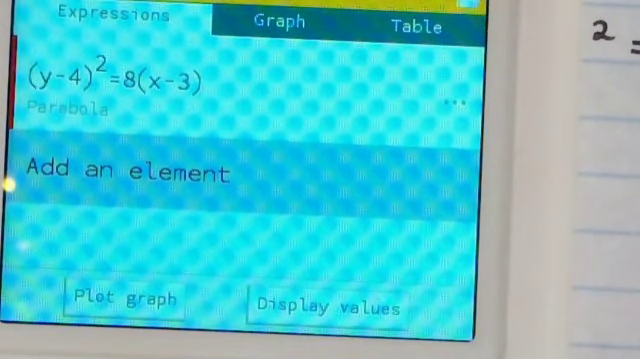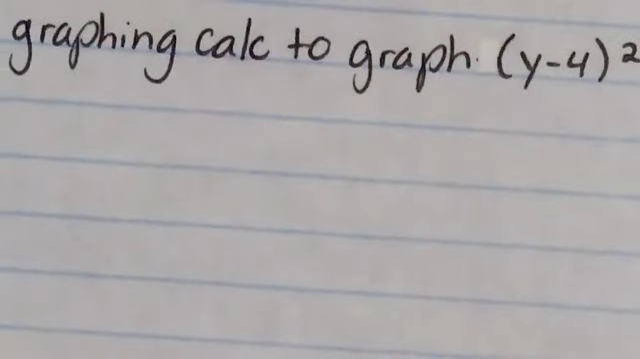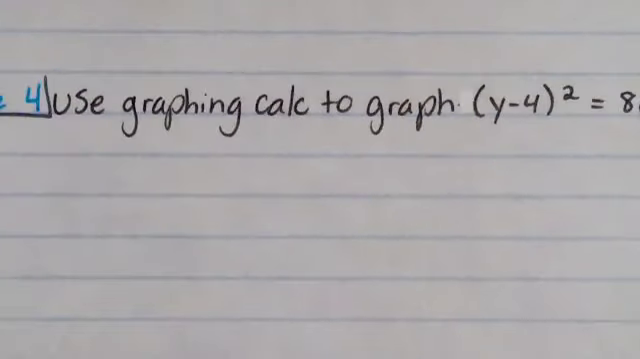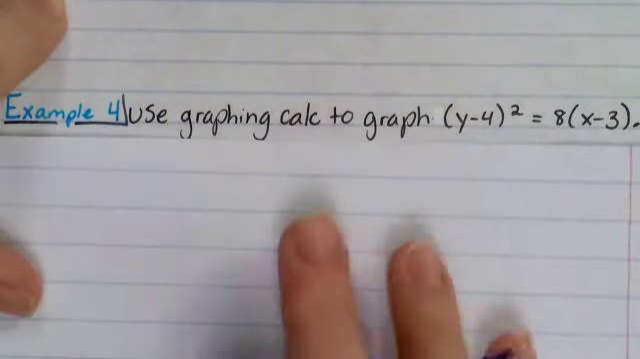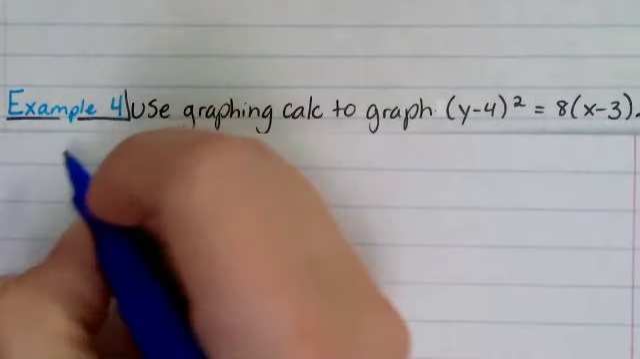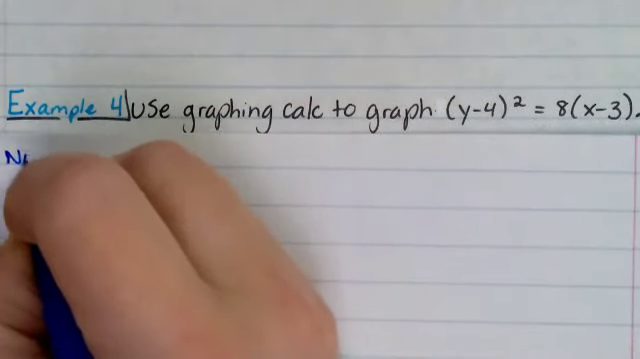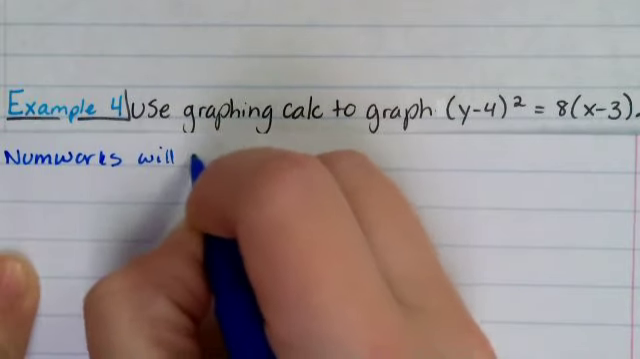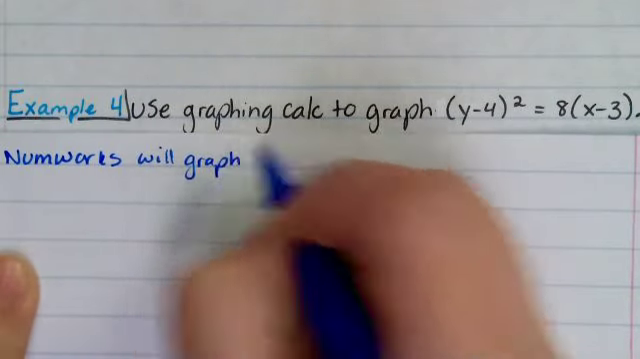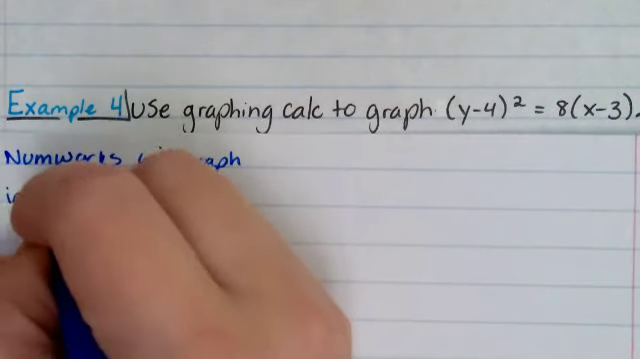If you're working with a TI-84, they won't. So I need to show you what to do if that is the calculator you have. Okay, so example 4. I'm just going to make a note on here for those of y'all who consistently work with NumWorks. All right, so NumWorks will graph in this form.